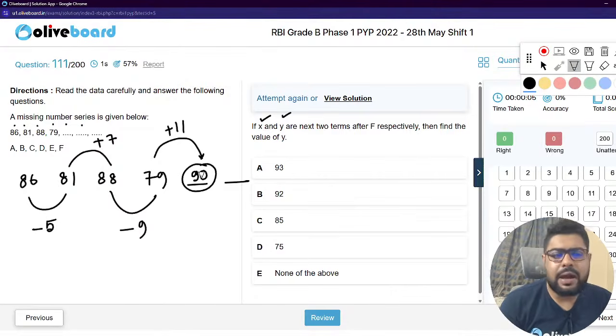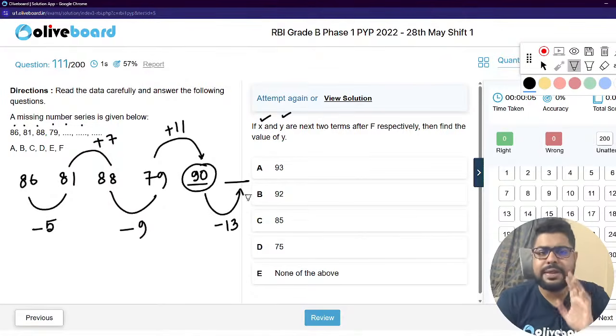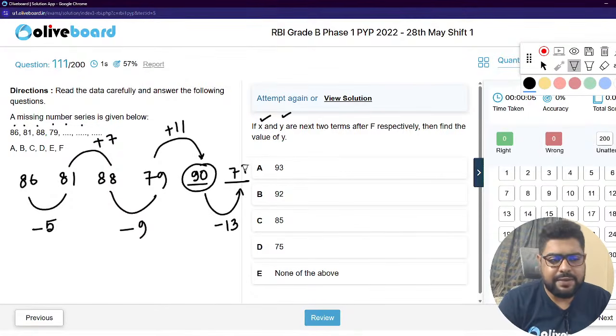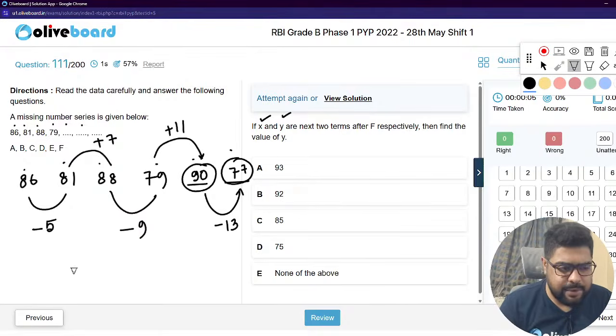Now the next term, by the same logic, should be -13, the next odd number with a negative. So this will become 77 and this will go on. But again, A, B, C, D, E, F is given, so F is done. Now X and Y are the next two terms. So X will be what, sir, and Y will be what?